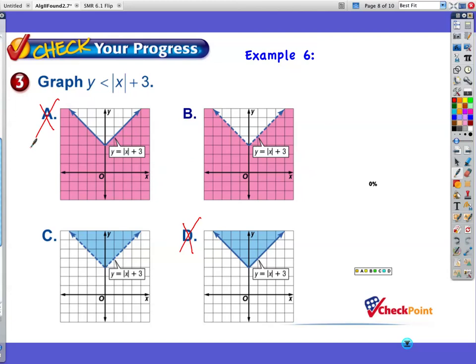Now I just need to test a point. I'm going to test 0, 0. Is 0 less than the absolute value of 0 plus 3? Is 0 less than 3? Yes, it is. So 0, 0 is a true point, but here I have it listed not shaded, so I'm saying that's a false point. Here I got 0, 0 is true, and I have it shaded, so B is the correct answer.